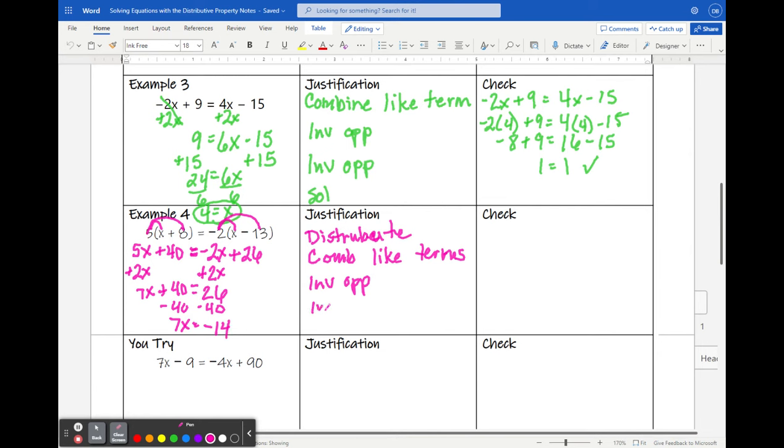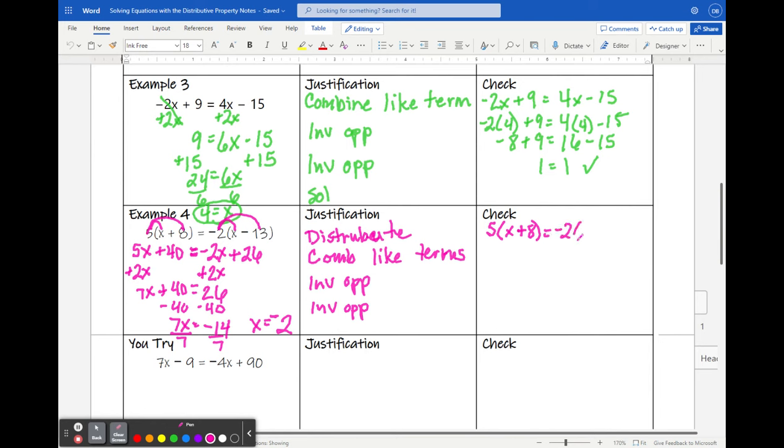We'll do inverse operations again to remove the coefficient. I see that it's all pressed up next to each other, so I'm multiplying there. I'm going to divide by 7, and I've run out of room, so I'm going to write it over here. X is equal to negative divided by a positive is a negative. 14 divided by 7 is 2. So I believe x to be negative 2. In order to check, I'm going to write it exactly the way it was written originally.